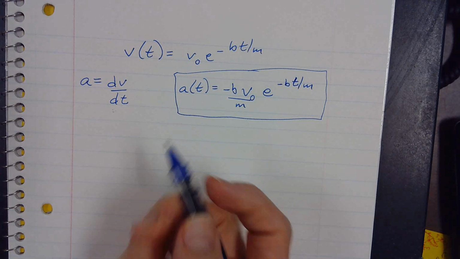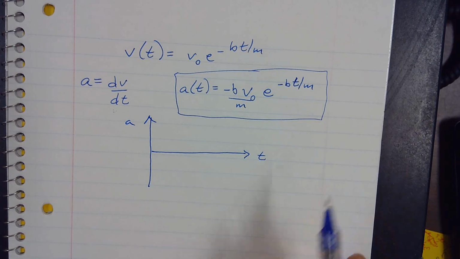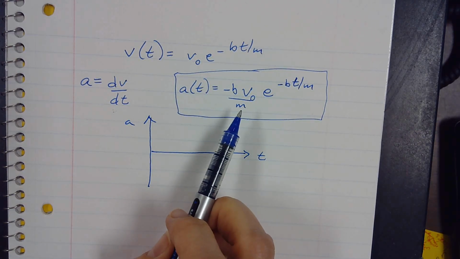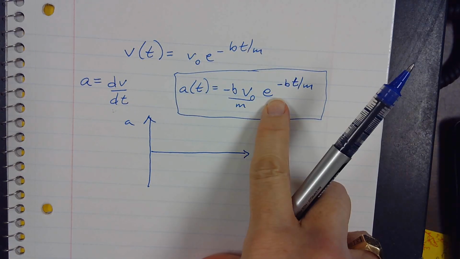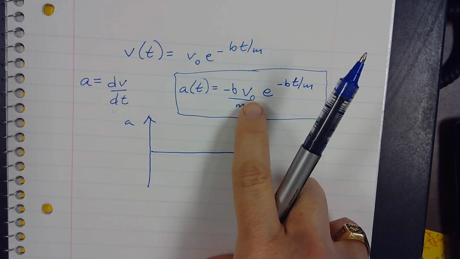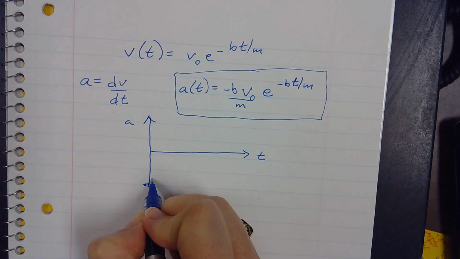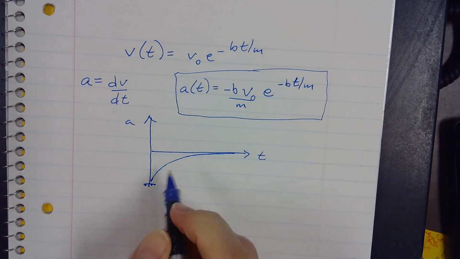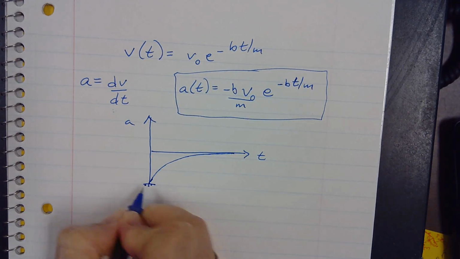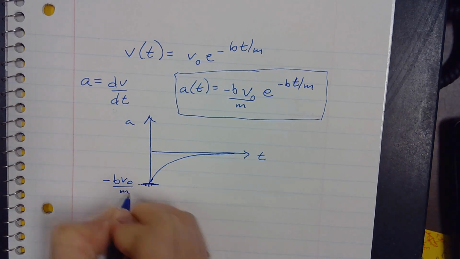So if I graph this, notice it's negative. Well, that makes sense. It's in the opposite direction of the velocity. It's still an exponential decay, but we're going from a negative value to a less and less negative value. The graph is going to look like this. So it's the exact same shape, just upside down. And this value here, this intercept, would be negative b v naught over m.